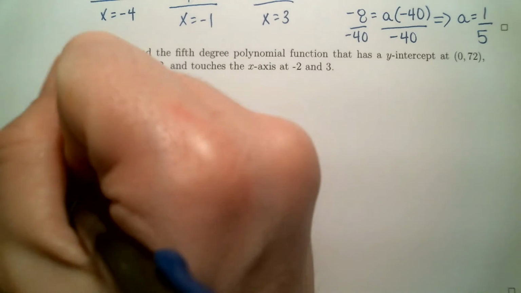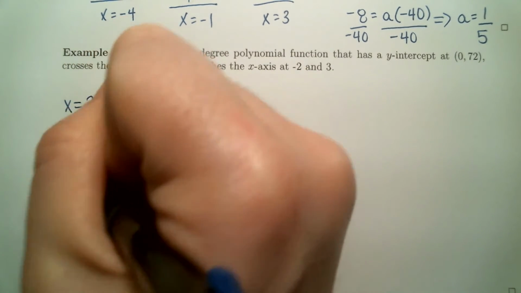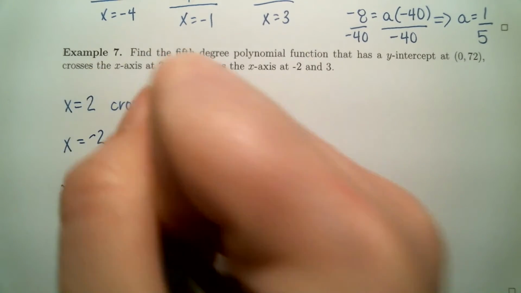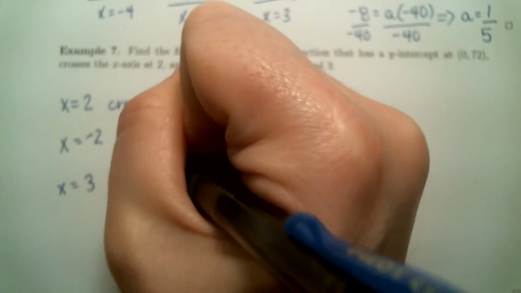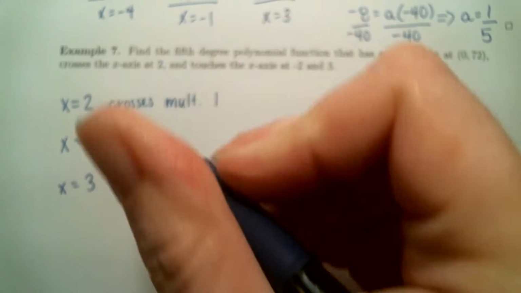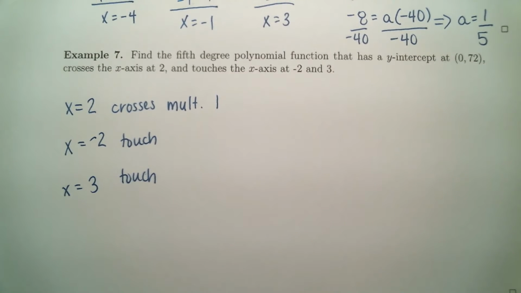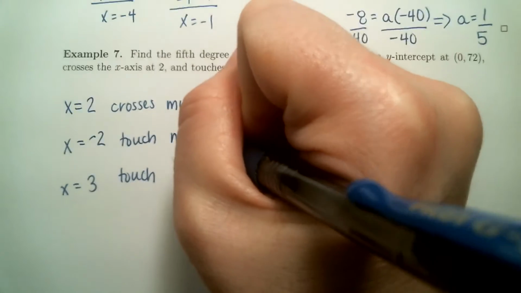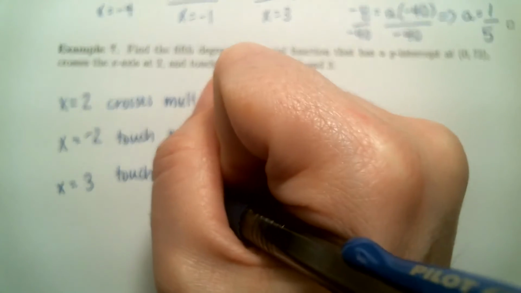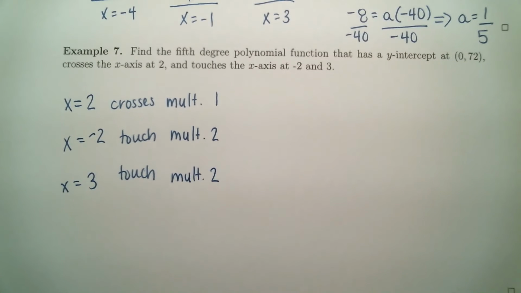Then we have 2 more x-intercepts. We have one at -2, and we have one at +3, and we're touching there. Because we're touching there, these 2 x-intercepts have to have an even multiplicity. So we'll assign them the smallest even number possible, so multiplicity 2. That's what we get out of the verbal description.